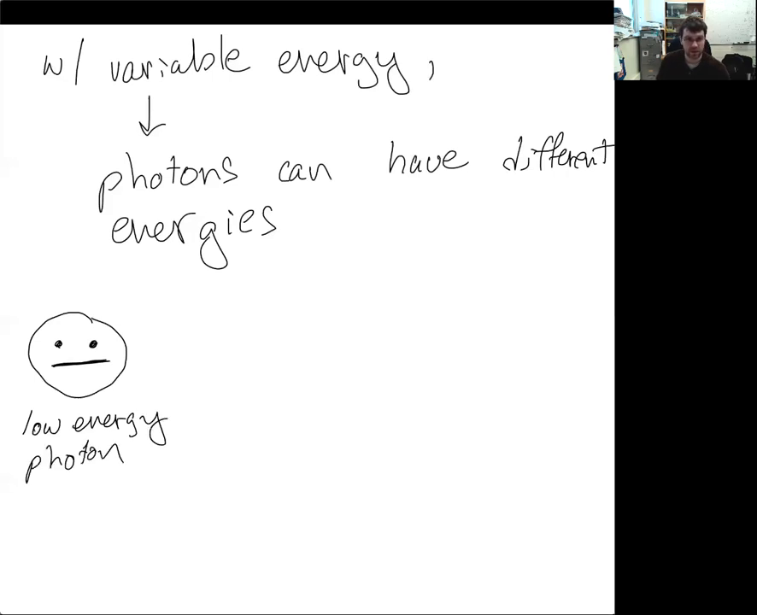Now, what do we know about this low energy photon? First of all, we know that it's massless and it moves at the speed of light. We call the speed of light c because it's sort of a universal constant.